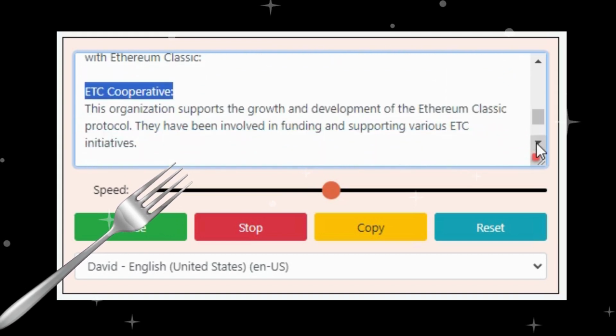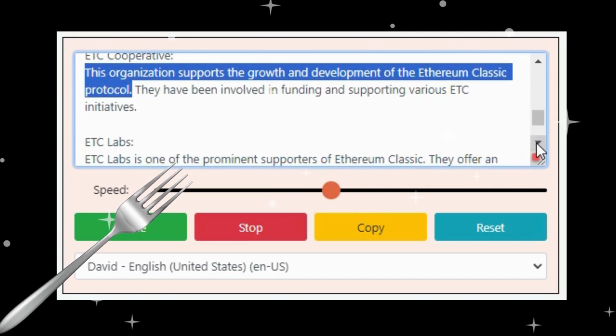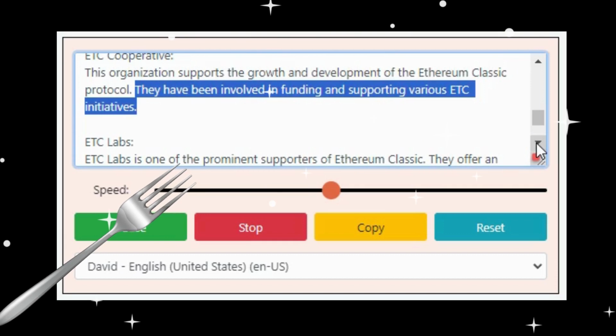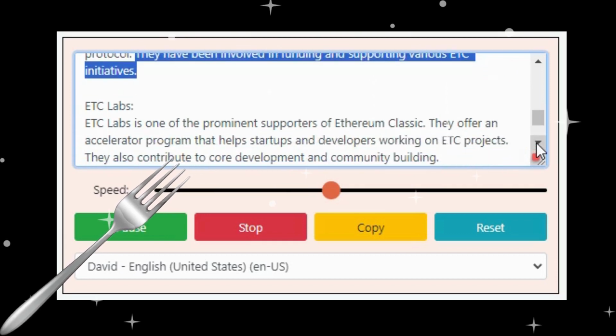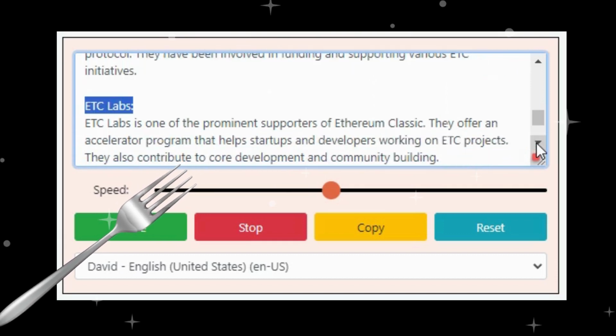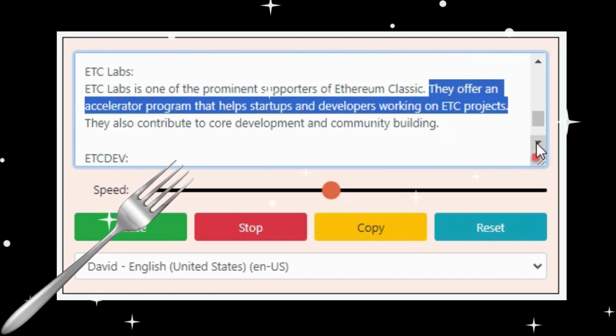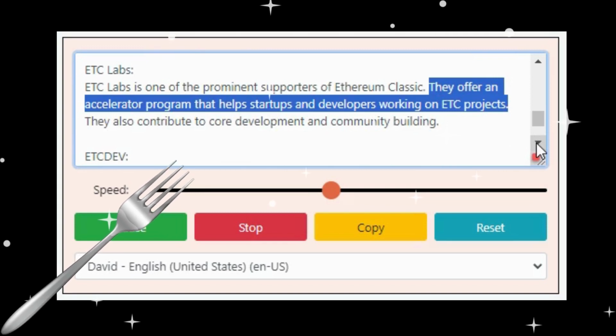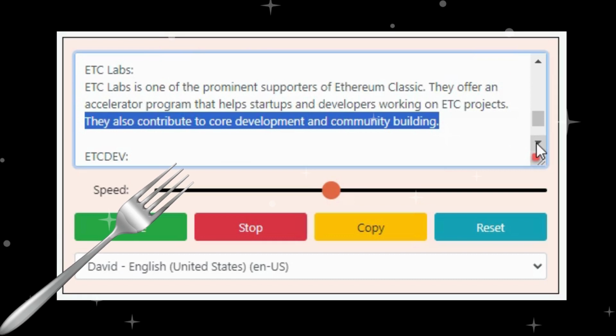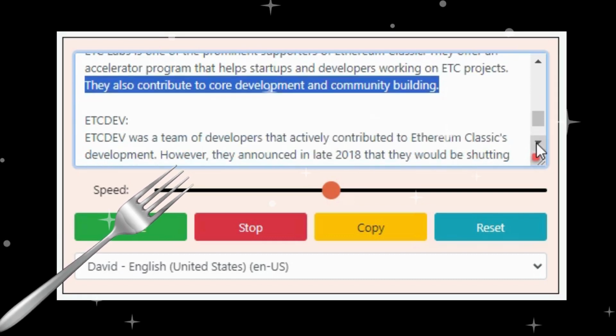ETC Cooperative. This organization supports the growth and development of the Ethereum Classic protocol. They have been involved in funding and supporting various ETC initiatives. ETC Labs. ETC Labs is one of the prominent supporters of Ethereum Classic. They offer an accelerator program that helps startups and developers working on ETC projects. They also contribute to core development and community building.